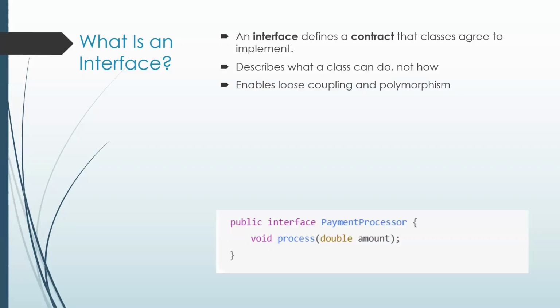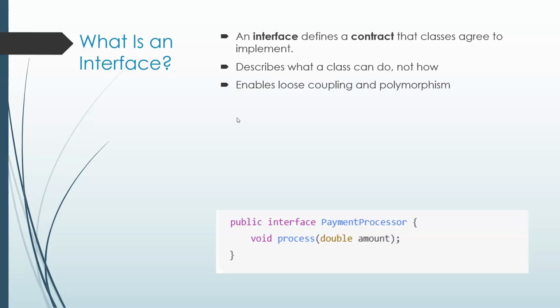Now you kind of wonder, okay, what is loose coupling? We hear this term being thrown around all the time. Essentially, it means that you're relying more on abstractions than concrete implementations. So let's take a look at this example.